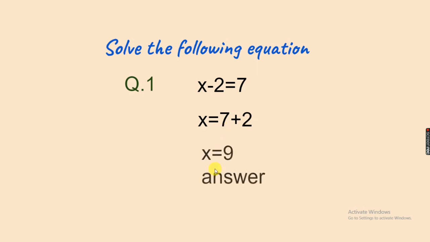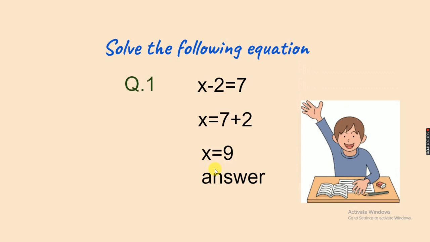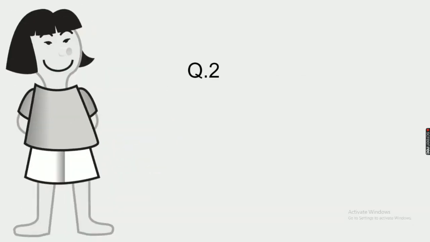Now adding 7 plus 2, we get 9. So x is equal to 9. This is the required value. So this is the value of our variable which we had to find out. So with this we got our answer. Let us solve one more problem.